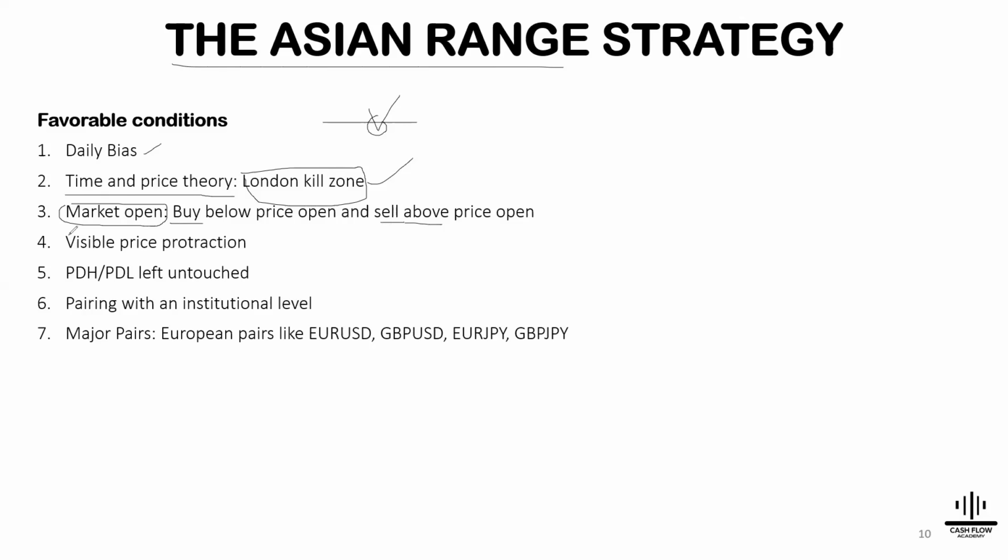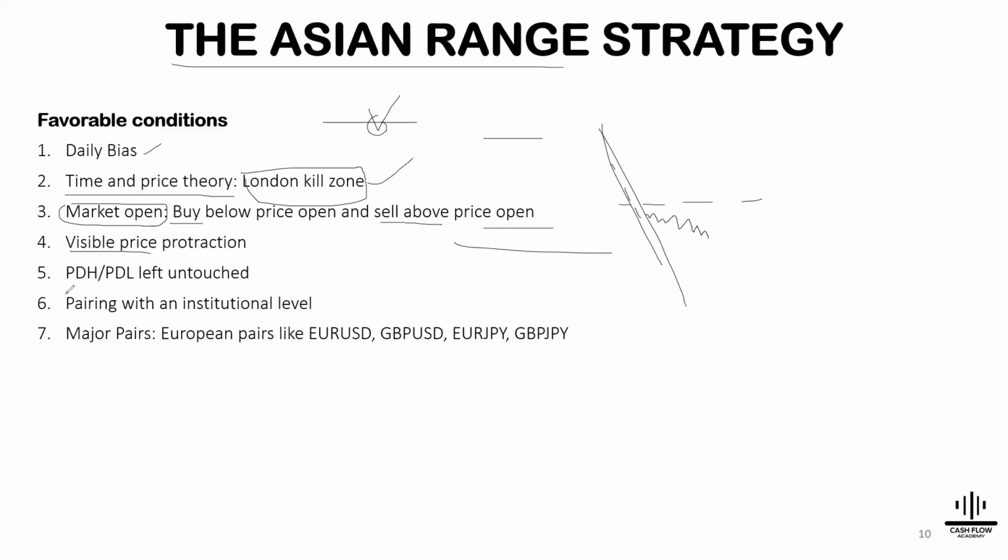And the next thing you want to see is a visible price protraction. Let's say you want to be buying, and this is the market open, and let's say this is the Asian range. You don't want to see price fall quietly and then look for a trade. Well, it might still work out, but what increases the probability is that you want to see protraction. You want to see that move taking out liquidity, and it usually happens in the London Q zone. If you go to your chart, you will see this happening there. So you want to see that.